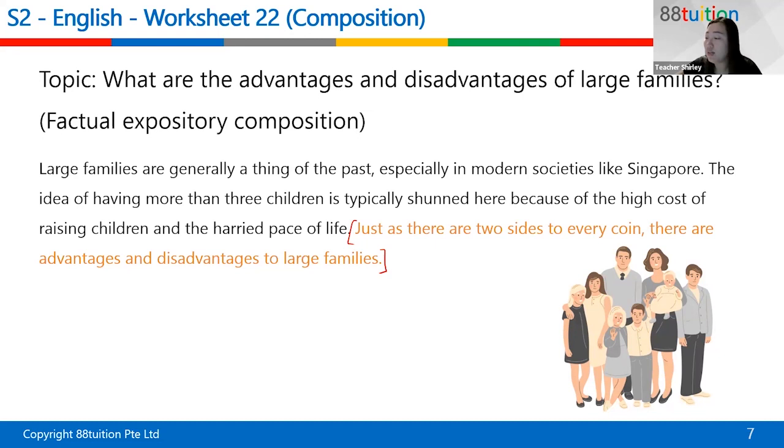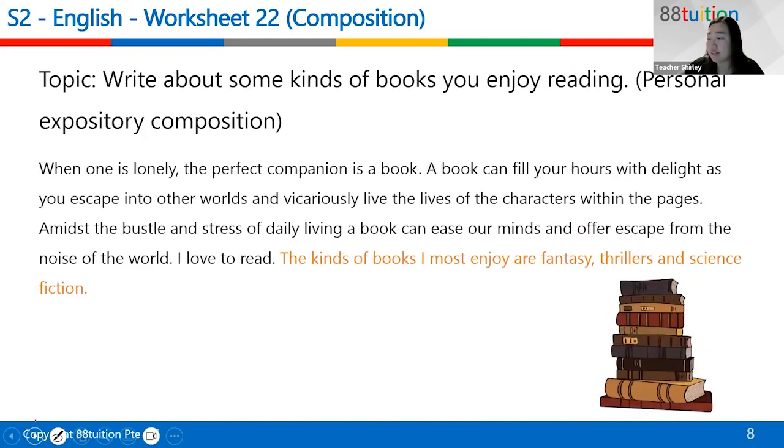So is it directly answering the question? Yes, right? What are the advantages and disadvantages? Basically, they are saying that there are 2 sides to every coin. There will be advantages, there will be disadvantages. We're not revealing just yet because we want to reveal it in our body paragraphs. But at least it gives the reader a direction of what you're going to talk about. So this is a thesis statement in the introductory paragraph. It does answer the question and state the main idea of the composition. Now next one.